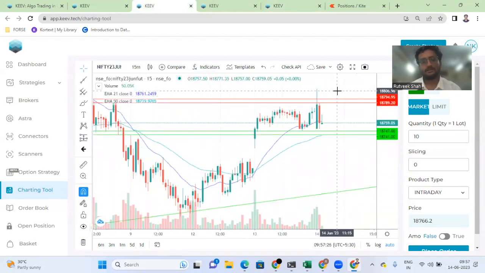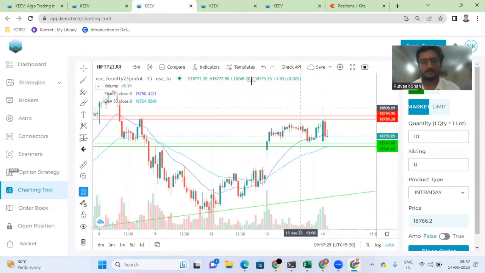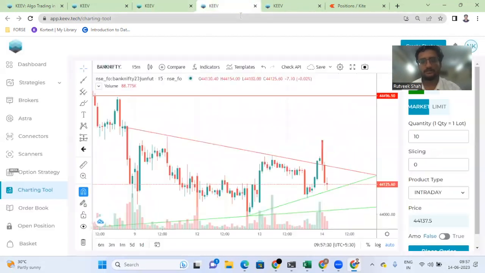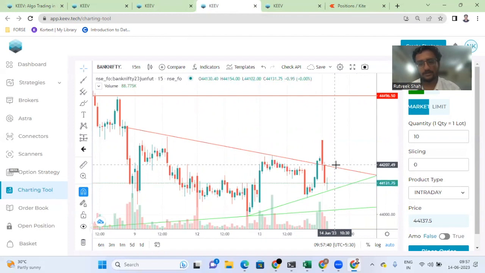So as we can see here, out of all the three indices, Nifty has a clearer range and Bank Nifty has a small supporting trend line here. So we can take three different positions here.